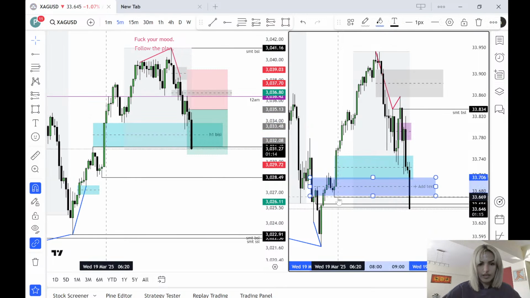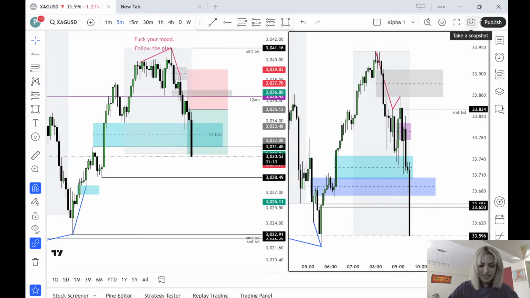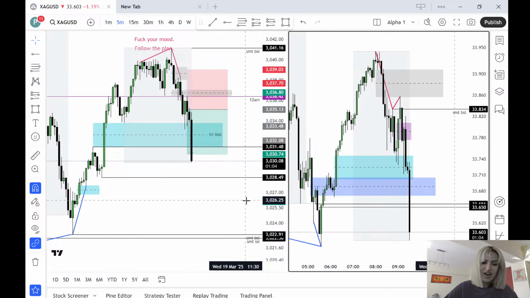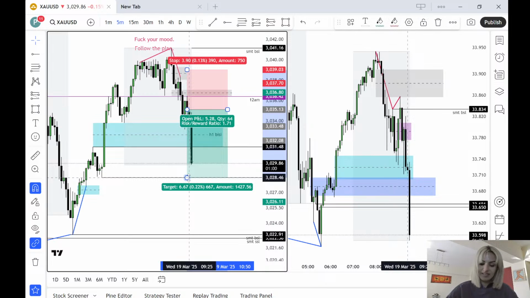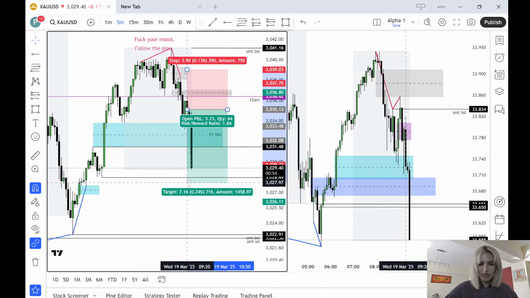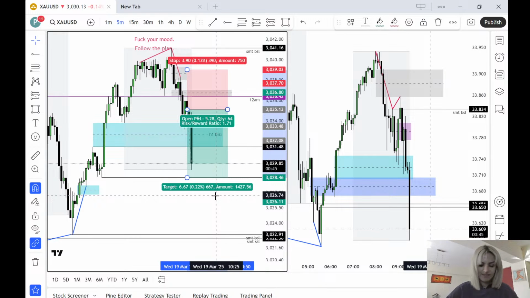Okay, just look at that. Wow, wow, wow, wow. Woo! If you guys took this, just make sure to put your W's. Holy crap. I'm still in the trade with the other half, but I'm gonna close really soon. Maybe we could take it till here. Come on. Yeah.